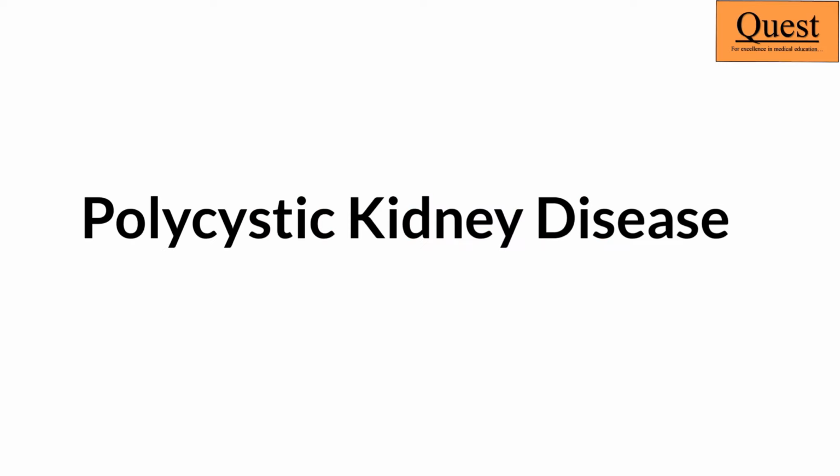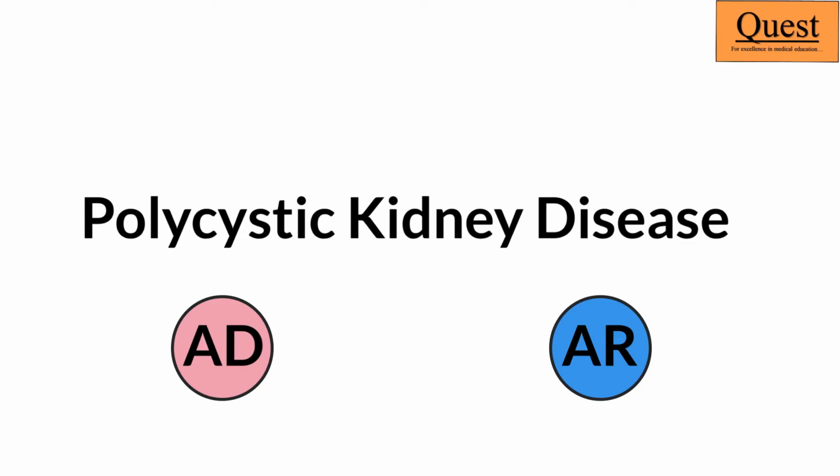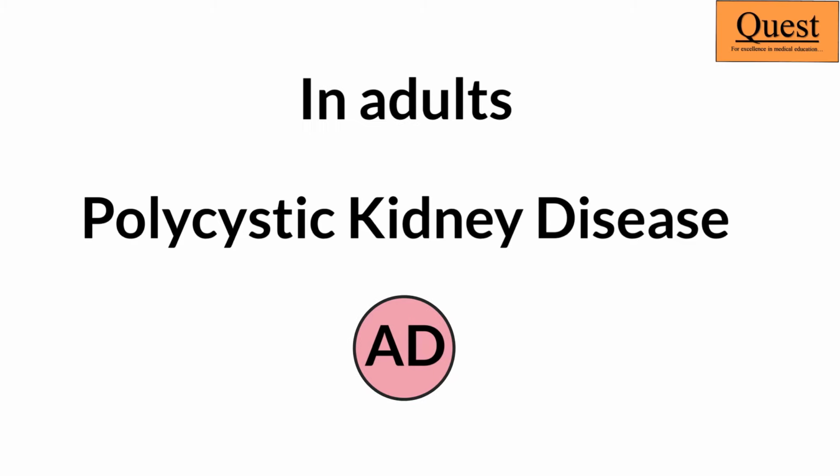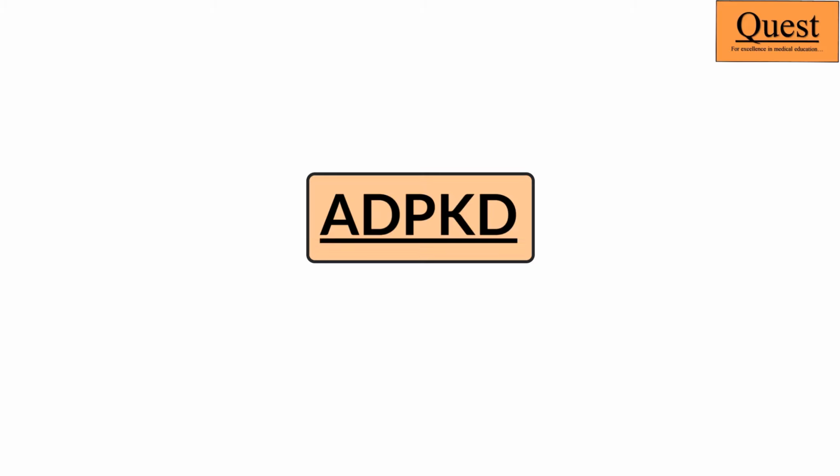Polycystic kidney disease is a common cause of CKD and it presents to us in two forms, autosomal dominant and autosomal recessive. Of these, the autosomal dominant form is the predominant form seen in adults. In this tutorial, let's understand about autosomal dominant polycystic kidney disease.